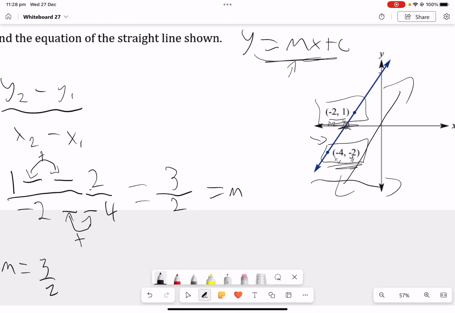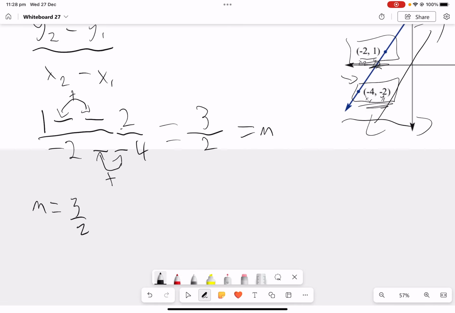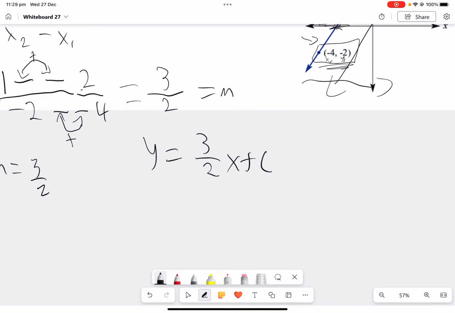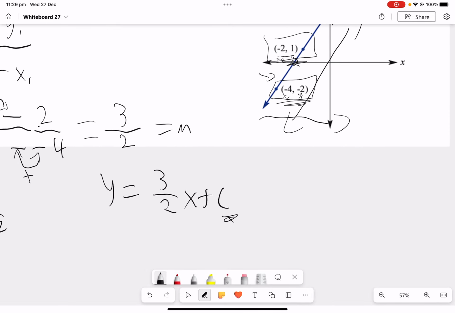Remember, we found our m, so I'm going to write out the equation y equals mx plus c with the m we found. So y is equal to 3 over 2x plus c. Now I've got to find this c, the y-intercept. How would I do that? I would sub in either this coordinate or these coordinates. It doesn't matter which one, you just have to sub in a pair, preferably the one that has the smaller numbers. So I'll sub -2, 1 into the equation.